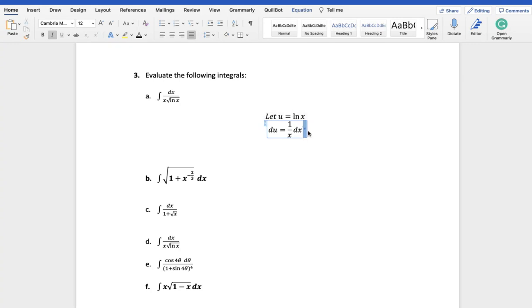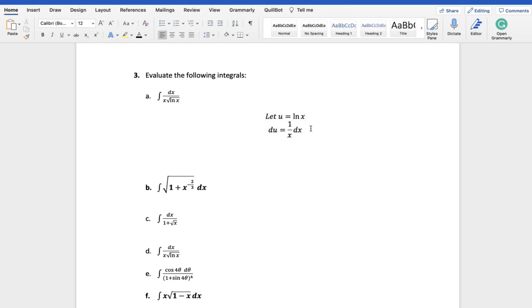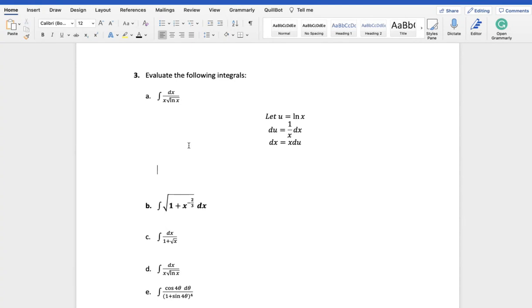Knowing that, you can find what dx is. So dx is equal to x du, when you take the x to the left-hand side. So now you have a relationship between du and dx. Now you take that back to the original question, and what do you get?